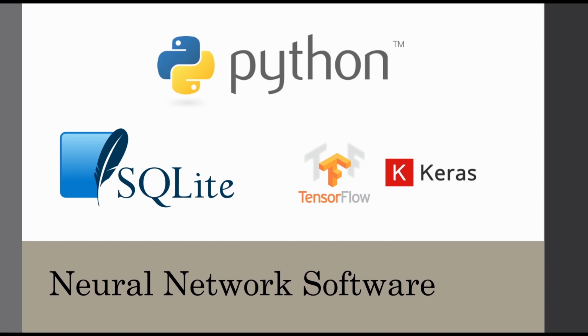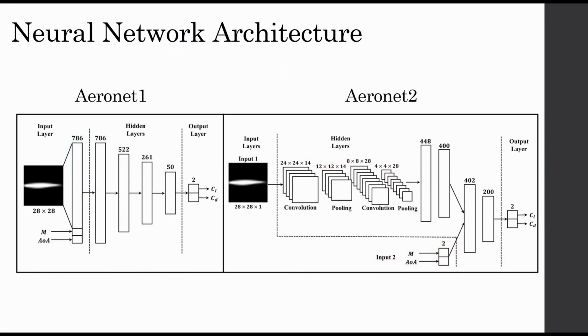Keras is a high-level application programming interface used on top of TensorFlow. It enables each layer of a neural network to be defined in a few lines of code, as will be demonstrated in due course. Through preliminary trialing, two main neural network architectures were chosen, a multi-layer perceptron and a convolutional neural network. The multi-layer perceptron is named AeroNet1. It consists of an input layer, 4 hidden layers of decreasing size, and an output layer with 1 neuron for each force coefficient.